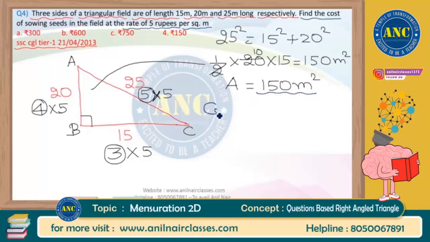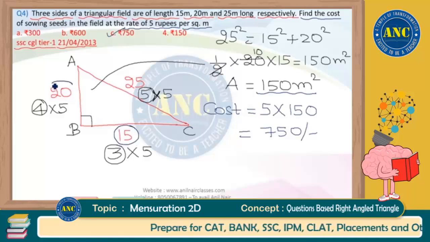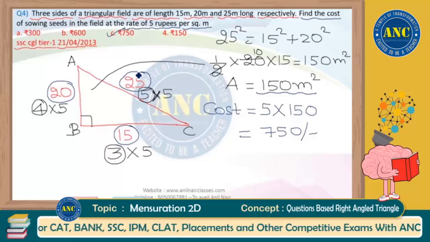So the total cost for 150 square meter: for 1 square meter it is 5, for 150 it is 150 into 5. 150 into 5 is 750 rupees. Answer for this question is 750. The catch in this question is in identifying that 15, 20 and 25 are nothing but Pythagorean triplets.